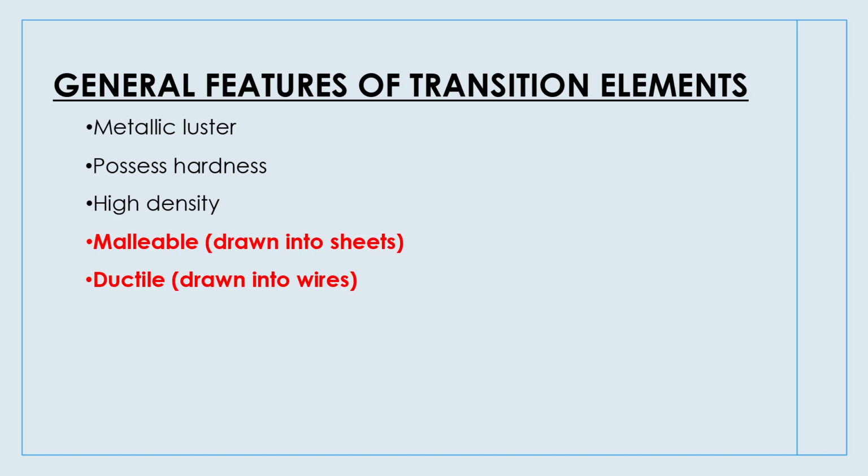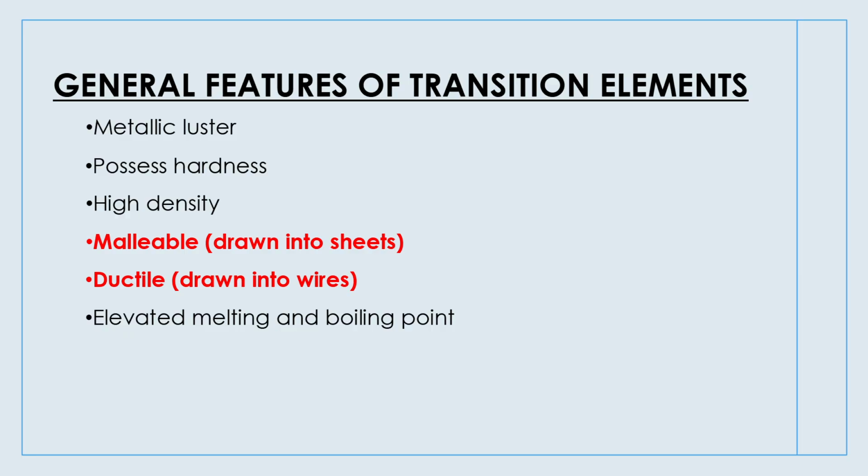There are two terms that we mostly study or read, that is, we say that metals are malleable and ductile. By malleable, it means that the metal can be drawn into sheets. For example, copper metal can be drawn into sheets. You have sheets of the copper metal. That means the metal is malleable. And you have the wiring of copper at home. So it means that copper can be drawn into wires. So for that we use the term ductile. Malleable means it can be drawn into sheets. Ductile means it can be drawn into wires.